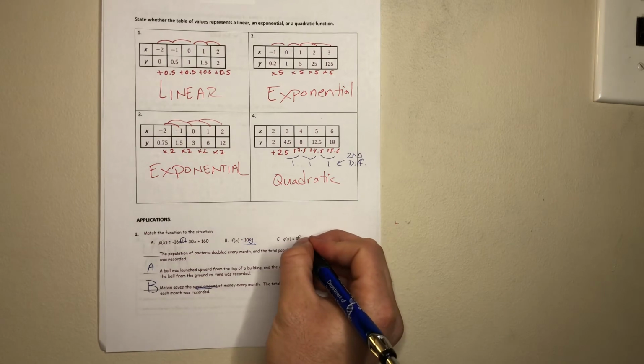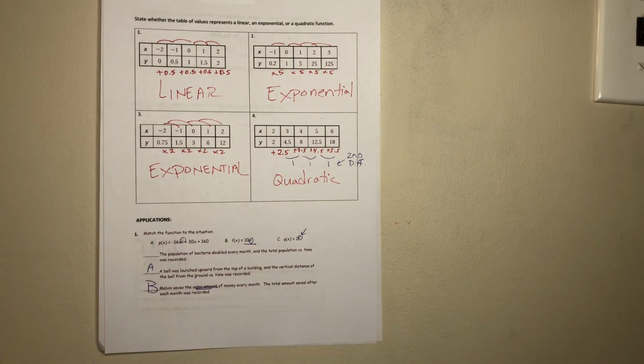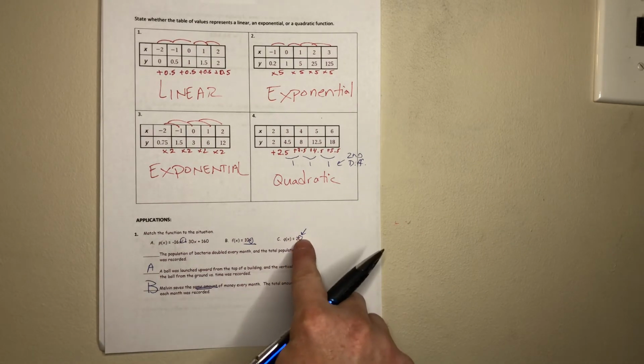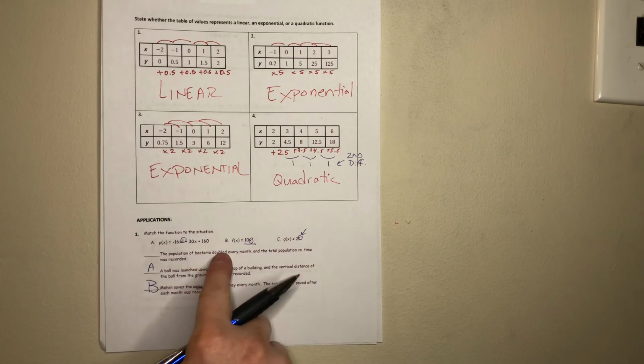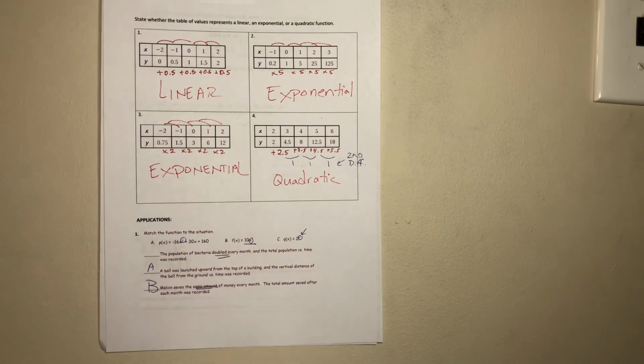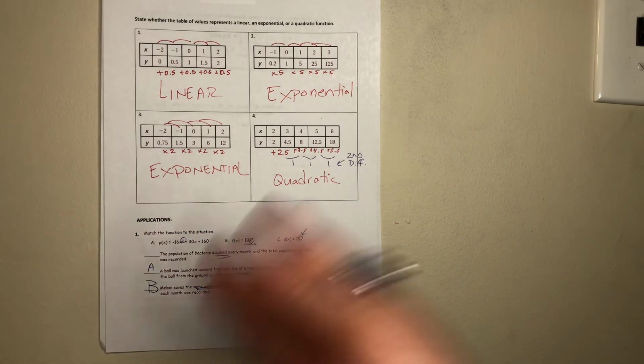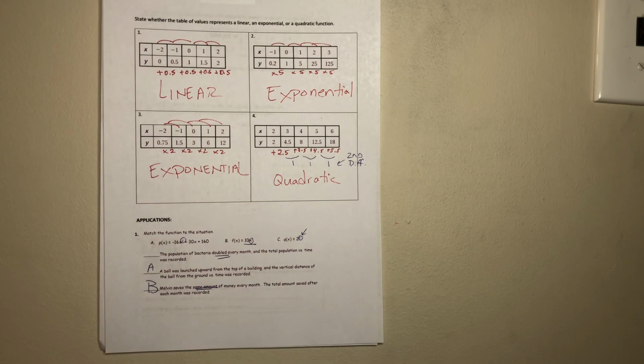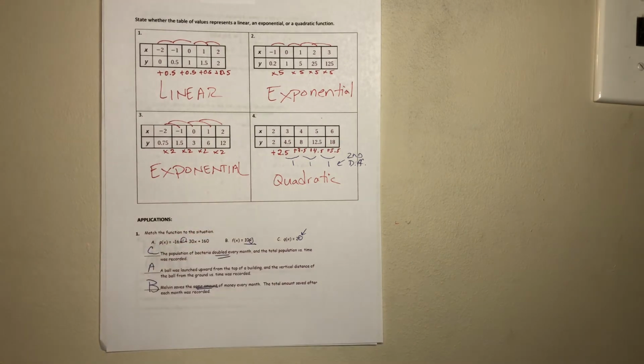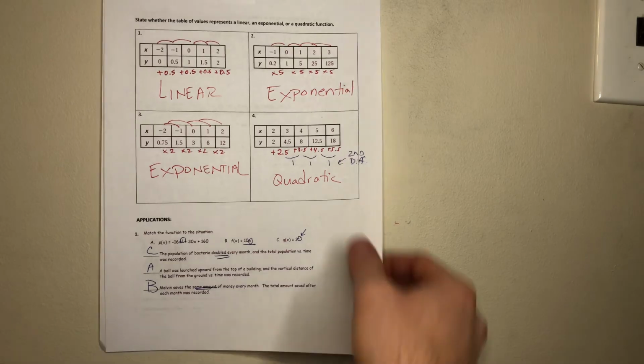And since our unknown is in the variable's in the exponent spot, that's our exponential. And it's doubling every month. How do you make a number double? You multiply it by 2. And guess what? When you multiply a number each time in a sequence, it is exponential. So C is going to be that one right there. All right, let's go to the last page.